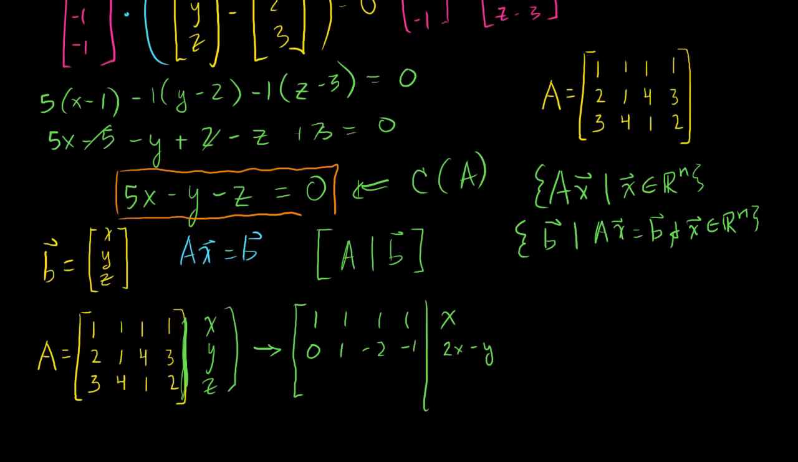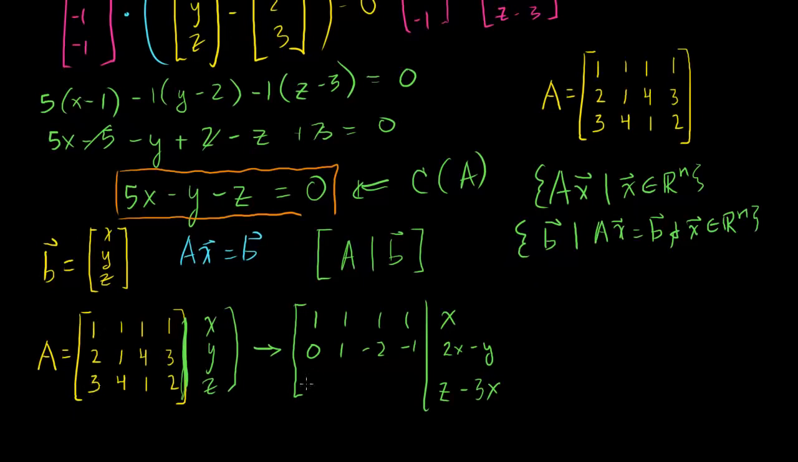And now, let me replace my third row with the third row minus 3 times the first row. So we're going to do the third row minus, no, let me do it this way. It's the third row minus 3 times the first row. So I'm just doing the b column first so I can remember what I did. The third row minus 3 times the first row.